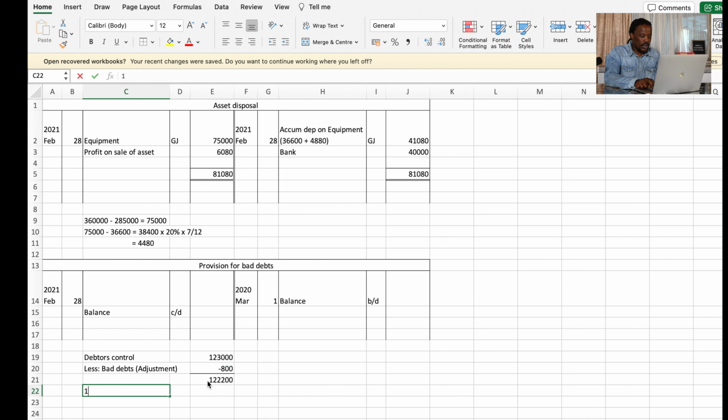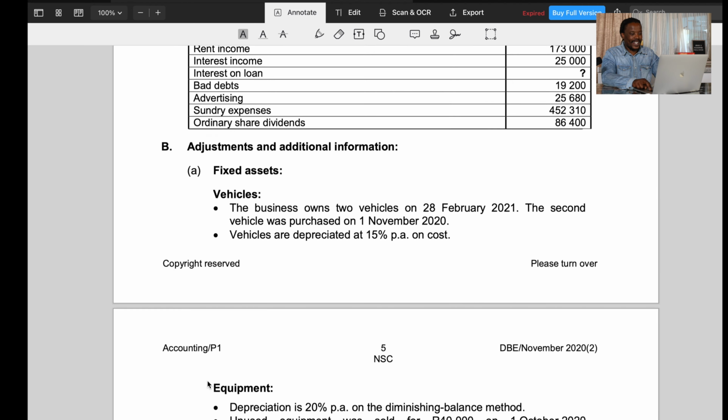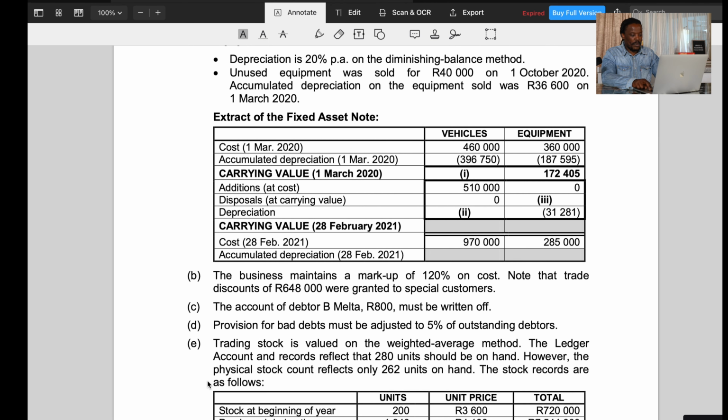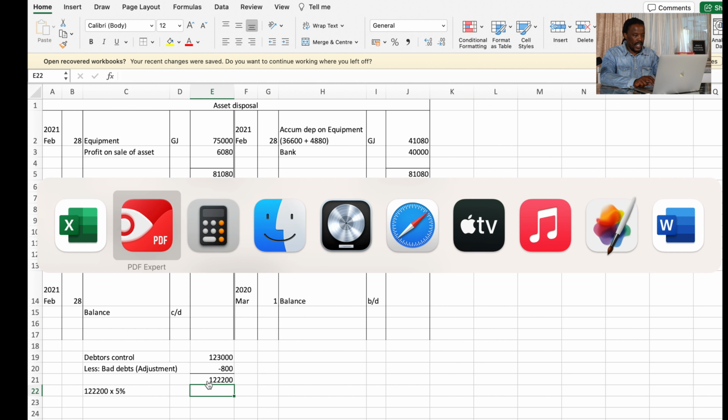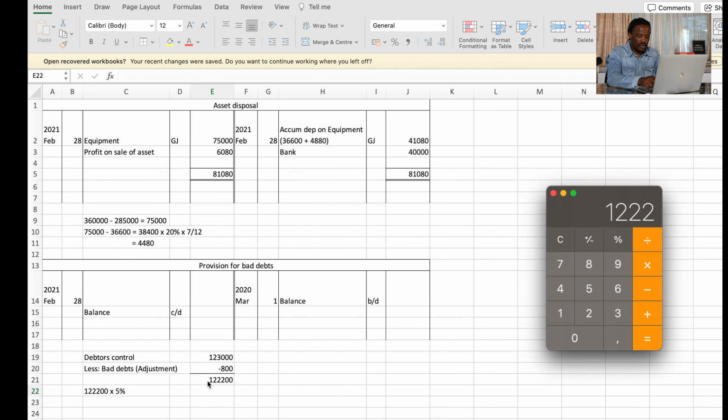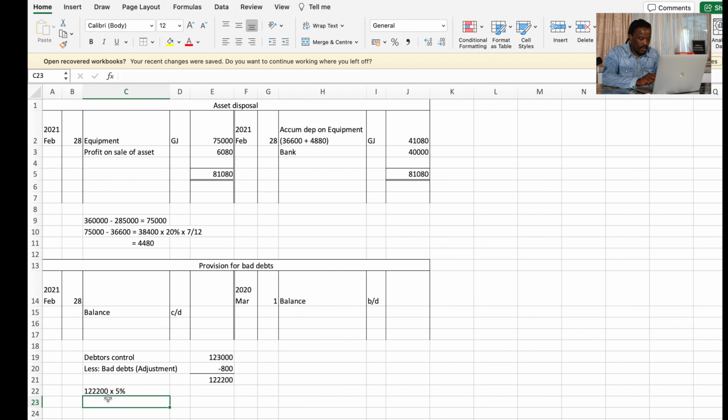And then that 122,200 multiplied by the percentage of the provision for bad debts. How much was the percentage? It was 5%. And how much do we get there? 122,200 multiplied by 5% is 6,110. So our balance carried down is 6,110, and then you check which side is bigger.